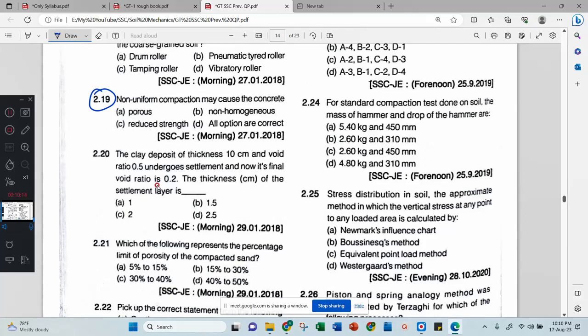V1 by V2 is equal to (1 plus e1) by (1 plus e2). Our formula to use. Okay, right. You can use this one. The clay deposit has a thickness of 10 centimeter, void ratio 0.5, undergoes a settlement. Now its final void ratio is this one. The thickness means here you know e1 and e2. Correct? What about V1 and V2? We don't know. Therefore, what we'll do, divide by area, this becomes H1 by H2 equal to (1 plus e1) by (1 plus e2).